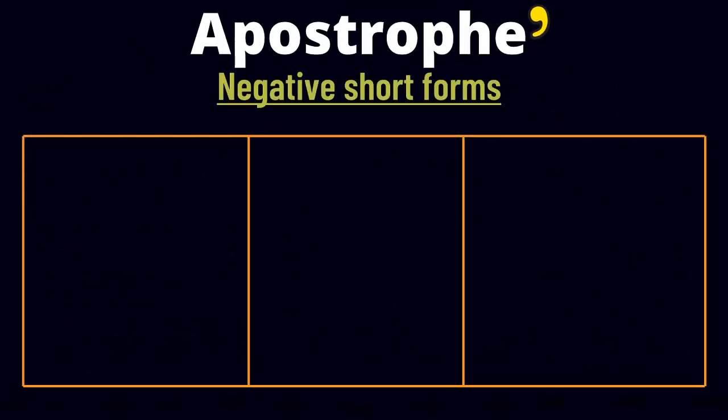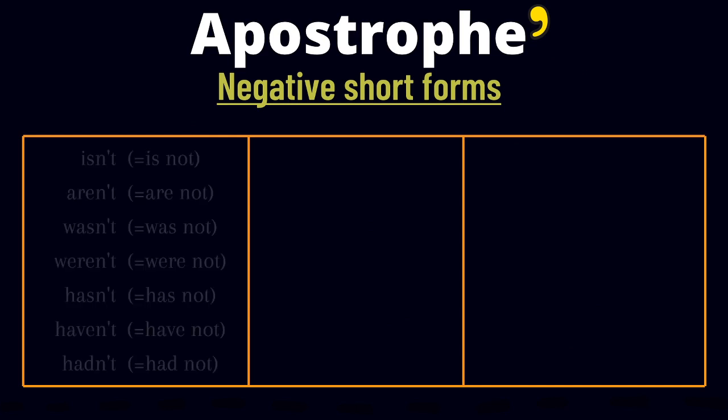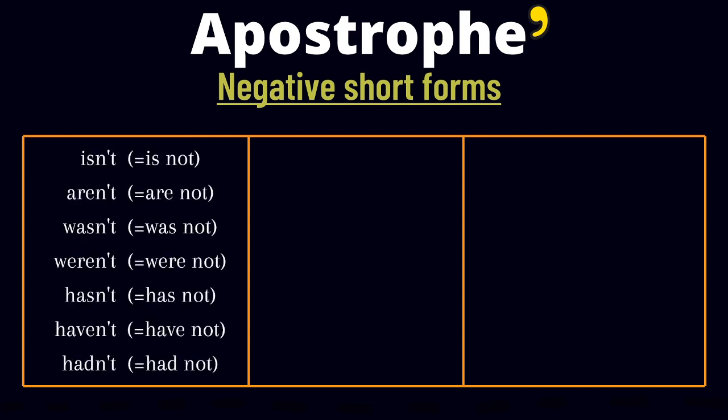We'll see the short forms for the negative. Negative short forms. Isn't. Negative is nothing but usage of not or no. So, isn't is the short form for is not. Aren't is are not. Here O got omitted. In place of that, an apostrophe is used and there is no space in between.